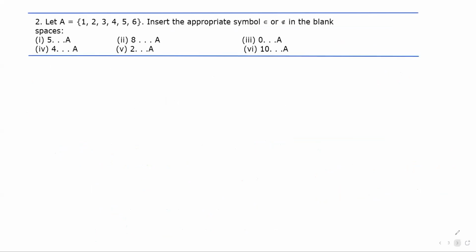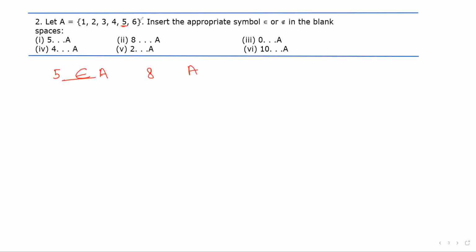Next question. Let A be a given set of 6 elements, 1 to 6. Insert the appropriate symbol, belongs to or does not belong to, in the blank spaces. The dotted part is the blank spaces. So first part, 5 _ A. Whether 5 belongs to A. Is 5 an element of A? Yes, we can find 5 over here. So it belongs to.